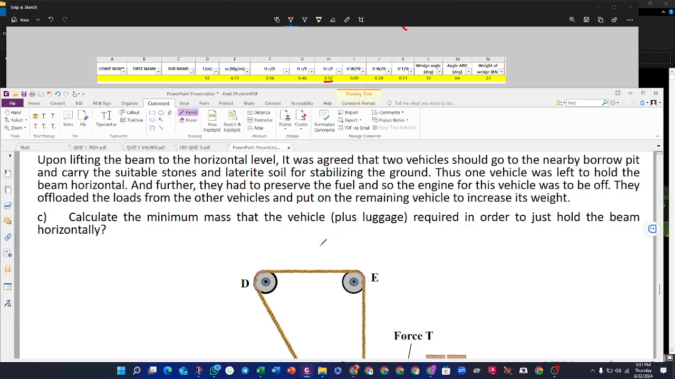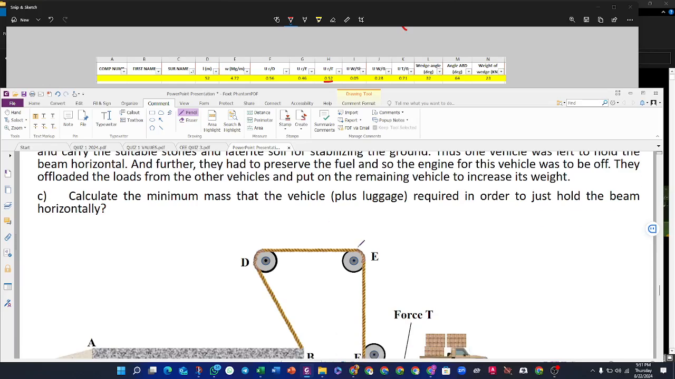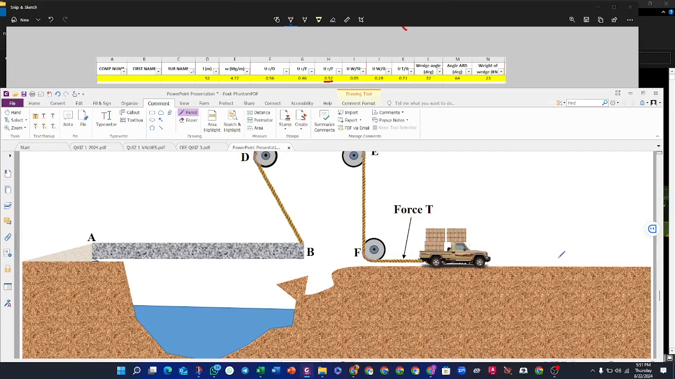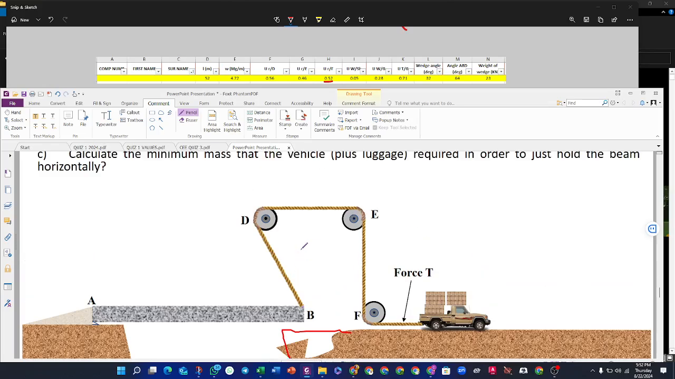So after they lift the beam to the horizontal level, two cars were to leave to go get the material to backfill here, so that they backfill properly. And then one car was to remain holding the bridge horizontal. And then they put on that car the load there, because they are switching off the engine. So we want the minimum now. So to get the minimum that is required, we allow the bridge deck to be the one pulling, so that we have just the minimum here. So we're going to have to work it out.